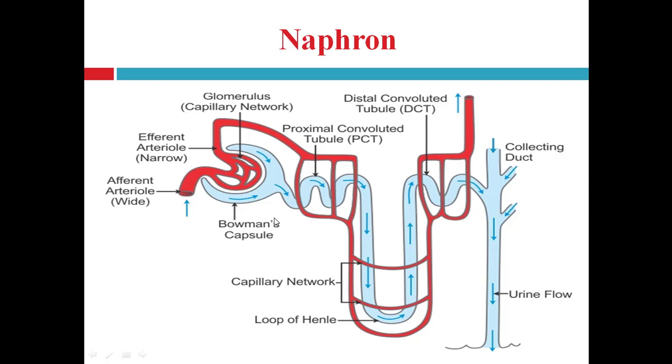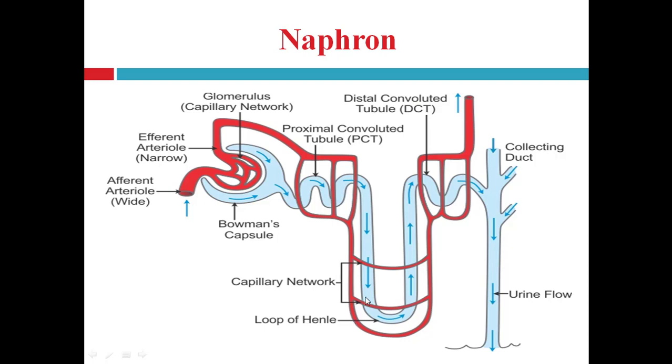Then the tubule consists of three parts, namely the proximal convoluted tubule, see here PCT, that is proximal convoluted tubule. Then the loop of Henle, this loop of Henle, and the third tubule part is the distal convoluted tubule. Right? Three tubules are present: proximal convoluted tubule, loop of Henle, and distal convoluted tubule.